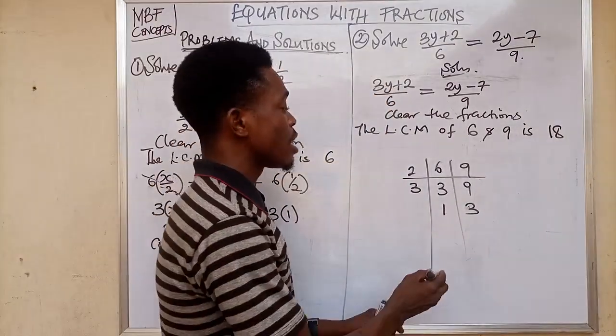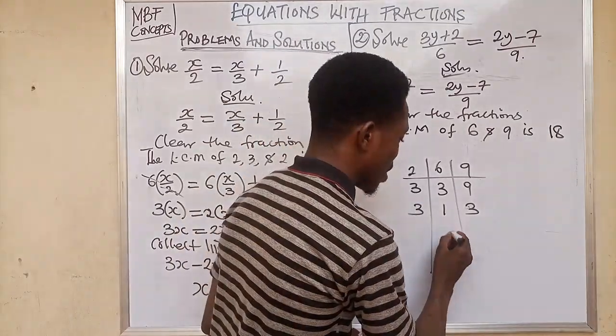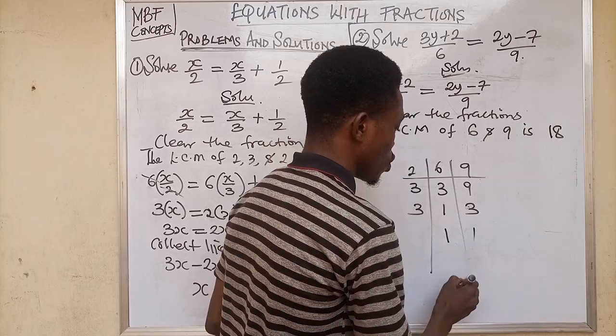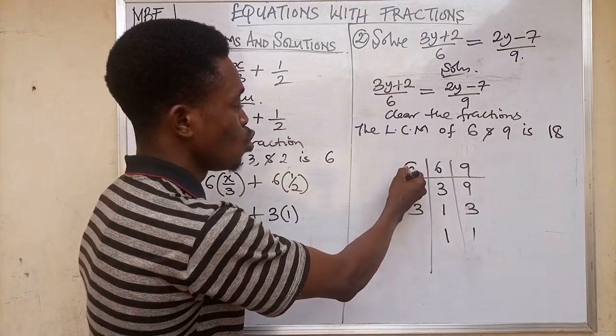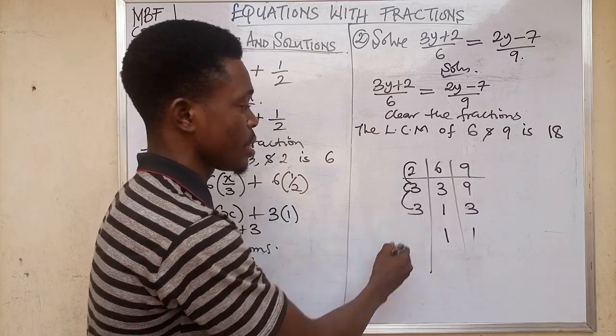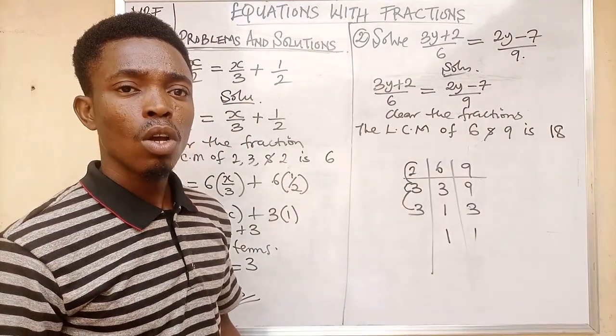Then the next thing is what? We still divide everything by 3. This 3 divided by 3 gives us 1, and this 3 divided by 3 gives us 1. Now that we have 1 and 1, we multiply 2 times 3 times 3. So 2 times 3 is 6, and 6 times 3 gives us 18.